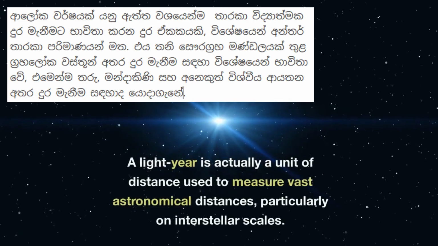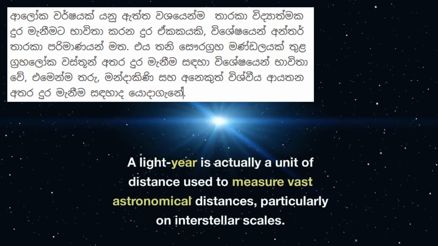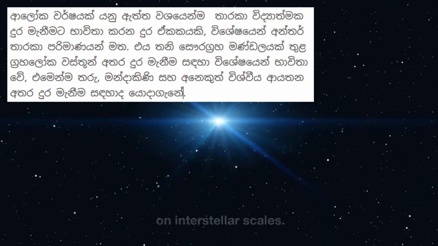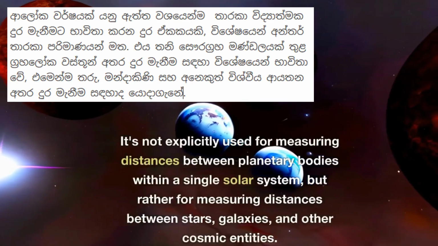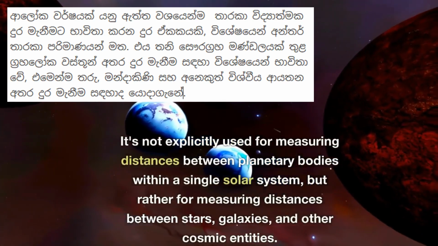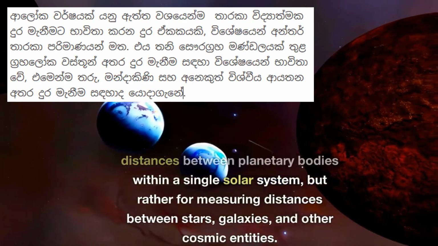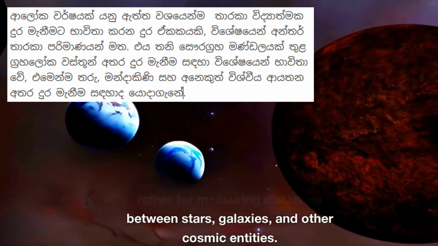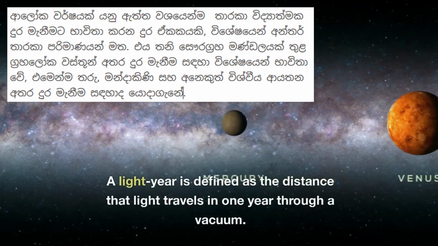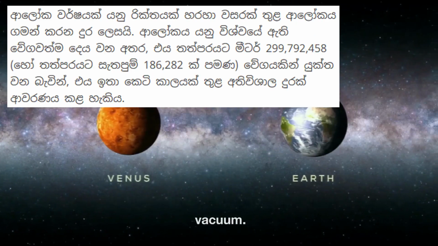A light year is actually a unit of distance used to measure vast astronomical distances, particularly on interstellar scales. It's not explicitly used for measuring distances between planetary bodies within a single solar system, but rather for measuring distances between stars, galaxies, and other cosmic entities. A light year is defined as the distance that light travels in 1 year through a vacuum.